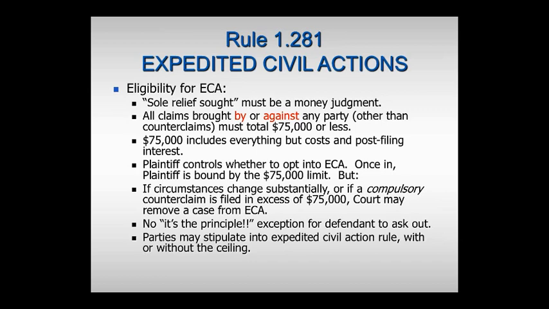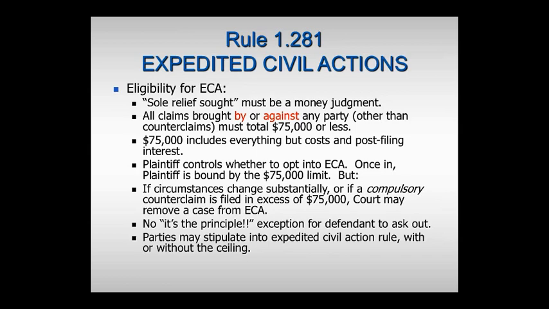The committee made a decision at the outset with respect to what it was going to recommend to the court, that we had to give control over the destiny of a case to the plaintiff. It's the plaintiff who controls whether or not to file his or her case in the ECA rule. Once in, the plaintiff is bound by the $75,000 limit. More on that in a moment. There's only one way out.